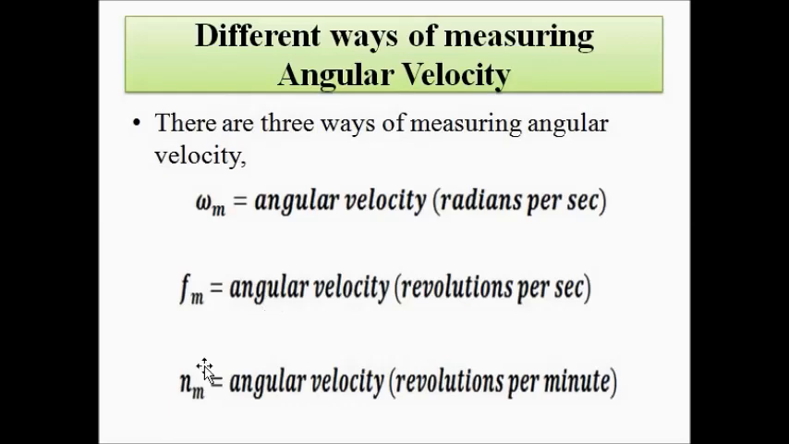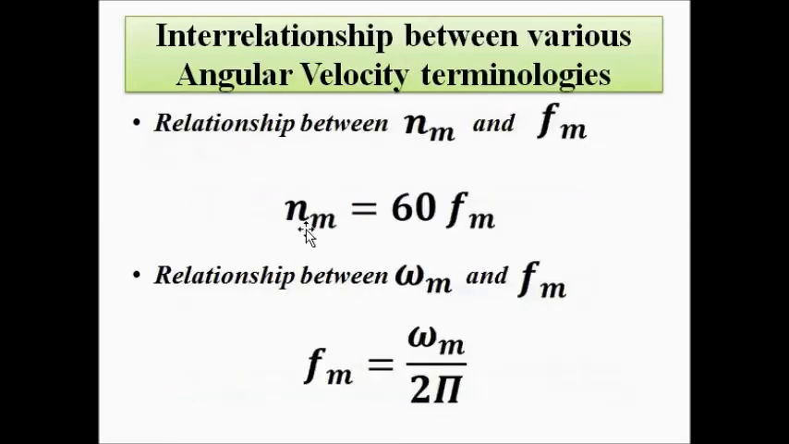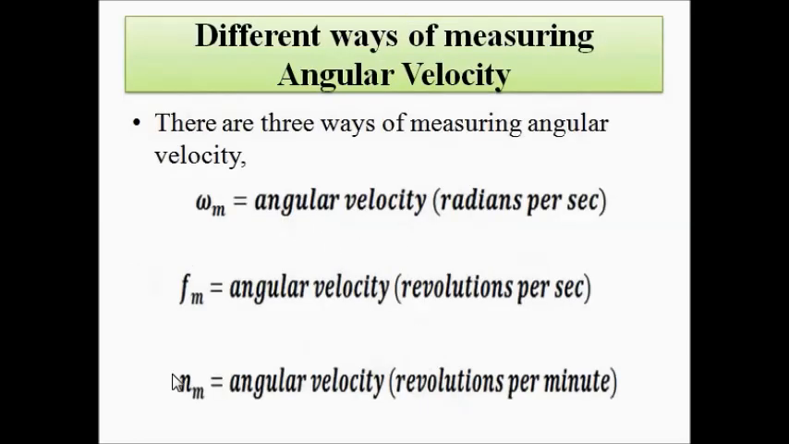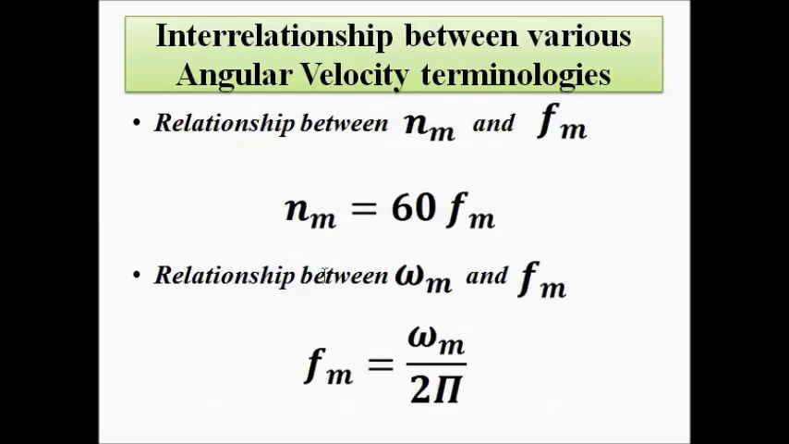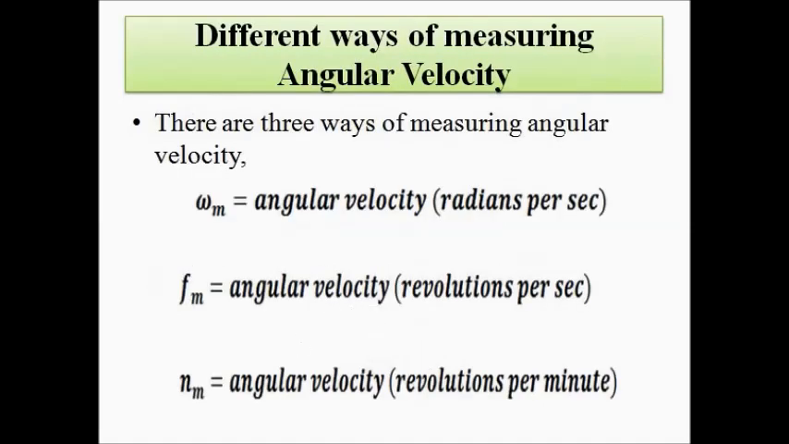Now, the interrelationship between these measurement units is as follows. The relationship between nm and fm, that is measurement in revolutions per minute and revolutions per second: we know that 1 minute is equal to 60 seconds. So obviously nm is equal to 60 fm. The angular velocity in terms of minutes will be 60 times the angular velocity in terms of seconds.